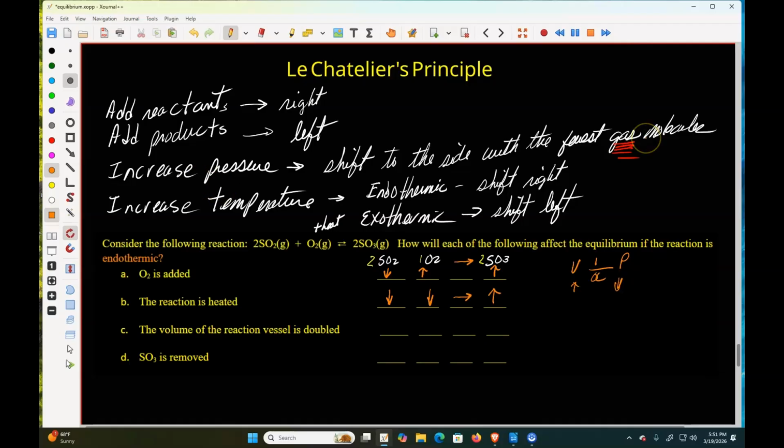All right. So if I decrease the pressure, it's going to shift to the side with the greatest gas molecules. So I have on the left side, reactant side, 2 plus 1, which is 3 molecules. But on the right side, I only have 2. So it's going to have to shift this direction. So that means I'm going to increase the amount of oxygen. It's going to shift this way. And this is going to decrease because I'm shifting away from that side.